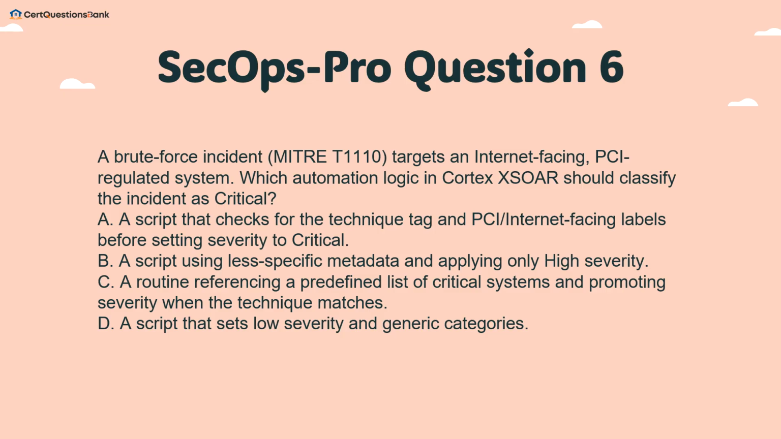A. A script that checks for the technique tag in PCI, internet-facing labels before setting severity to critical. B. A script using less specific metadata and applying only high severity. C. A routine referencing a predefined list of critical systems and promoting severity when the technique matches. D. A script that sets low severity in generic categories.